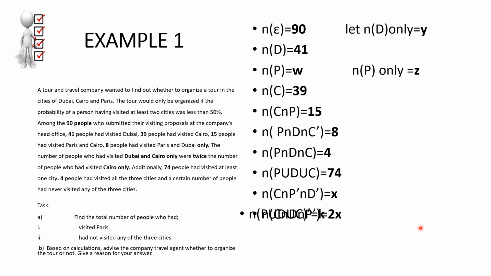Then also let us reflect on this last statement. A certain number of people had never visited any of the 3 cities. Now that I don't have it, I've also let it be K. Now, after extracting your information, go ahead and also insert your information in a Venn diagram.